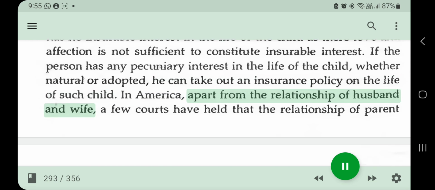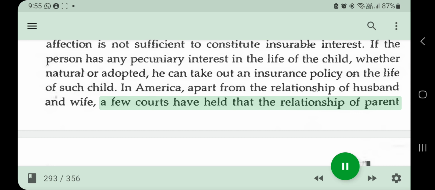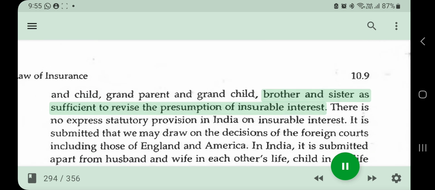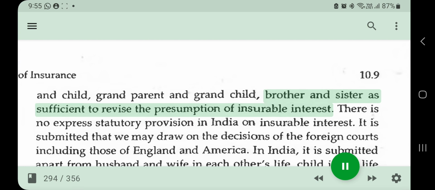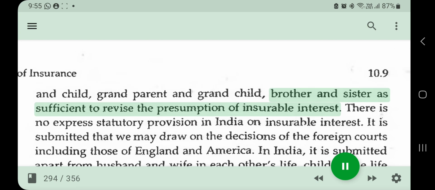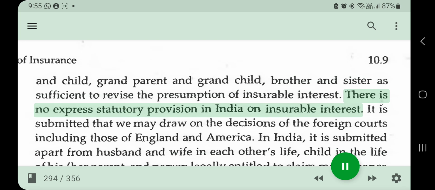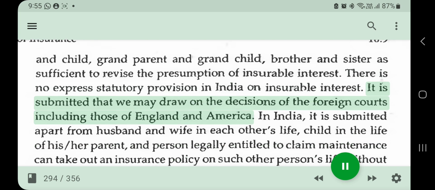In America, apart from the relationship of husband and wife, a few courts have held that the relationship of parent and child, grandparent and grandchild, brother and sister is sufficient to raise the presumption of insurable interest. There is no express statutory provision in India on insurable interest. It is submitted that we may draw on the decisions of the foreign courts, including those of England and America.